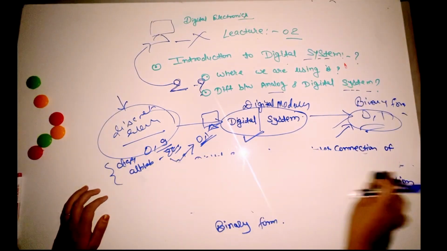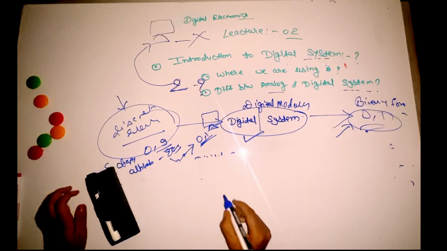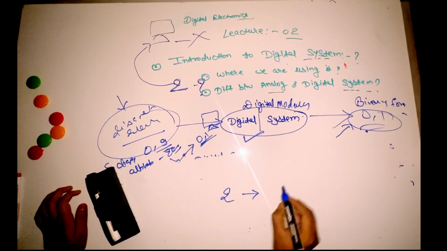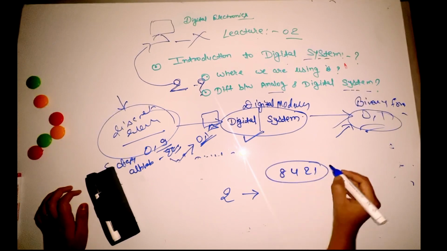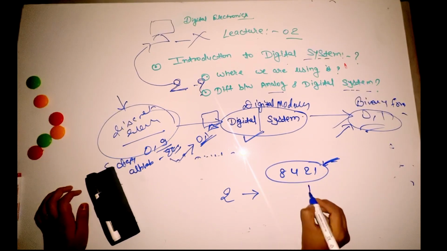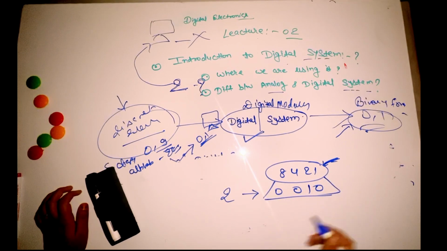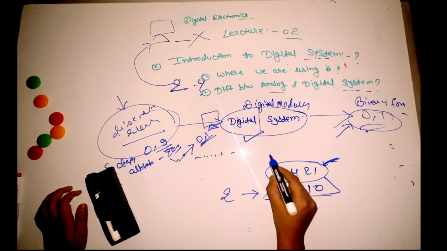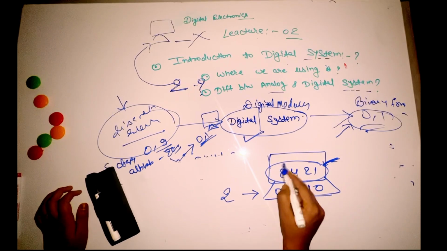For example, when we are converting 2 into 0-1 form, like 8421, we will go through this also. When we are converting 2 into 0-1 form, then only a computer can understand this.